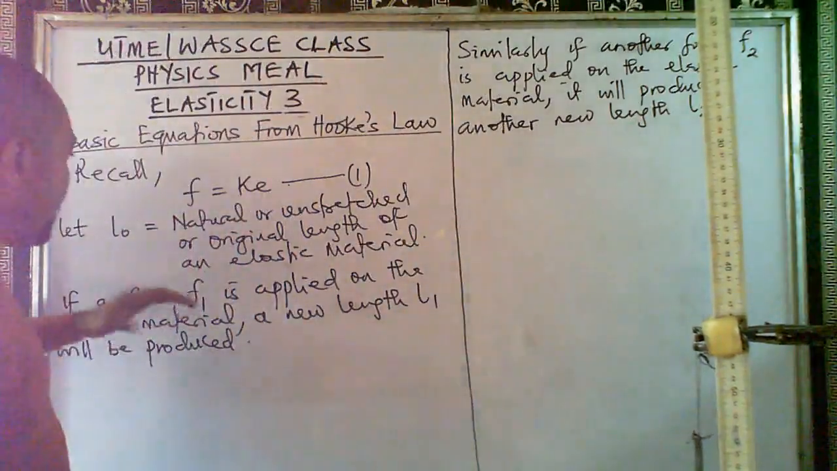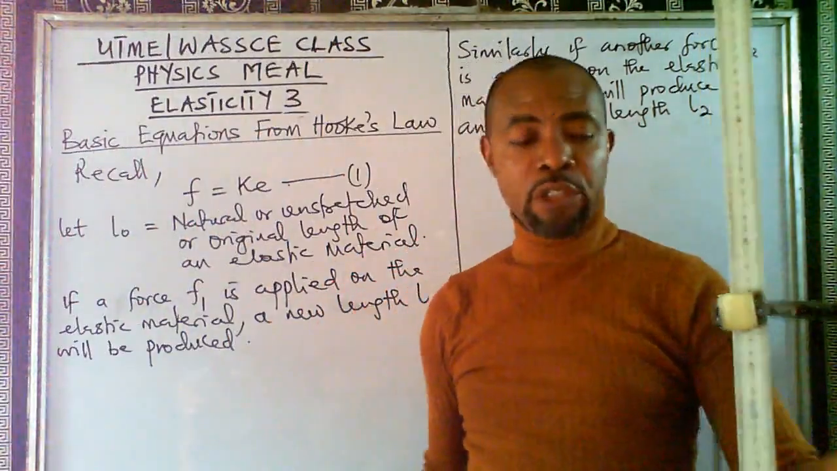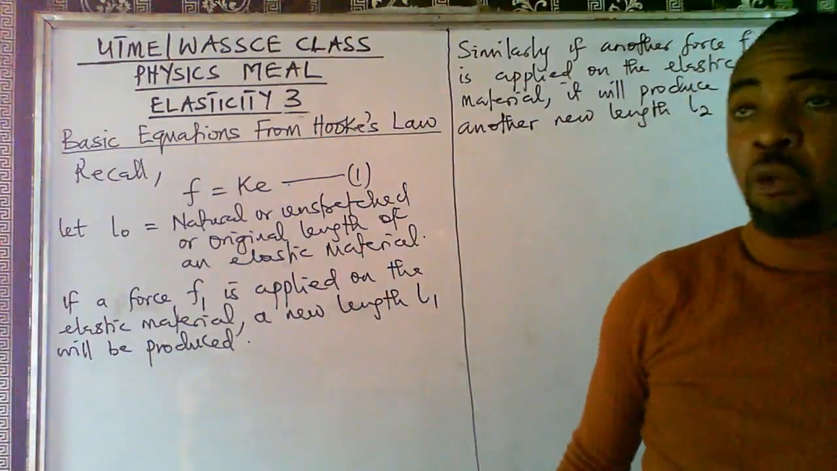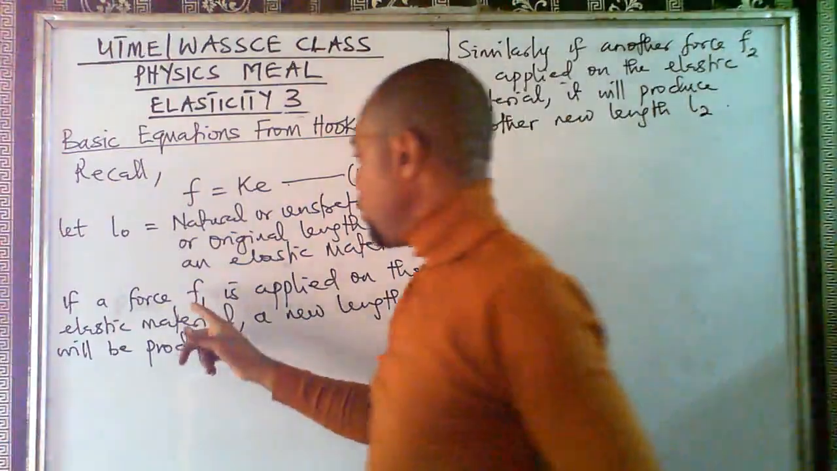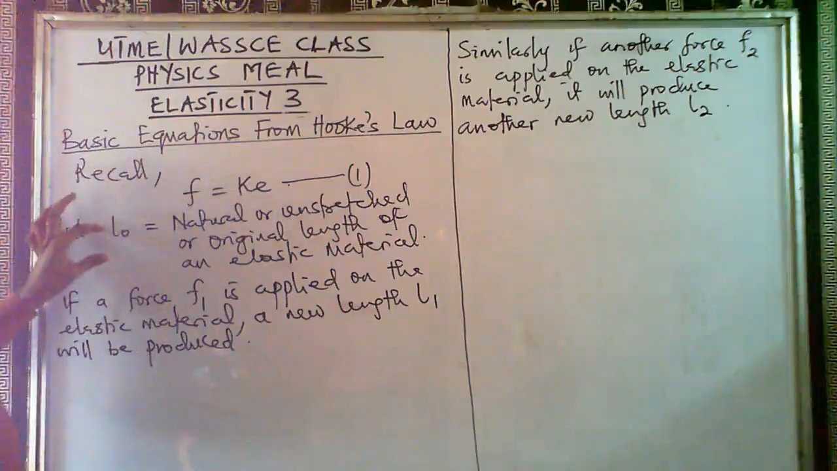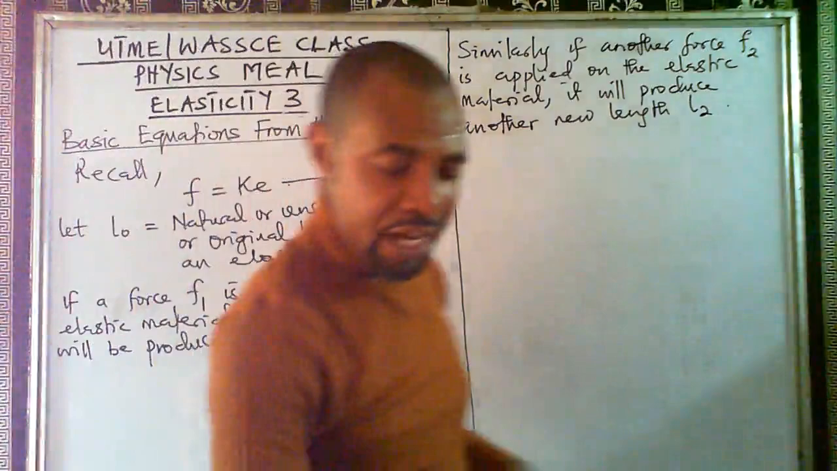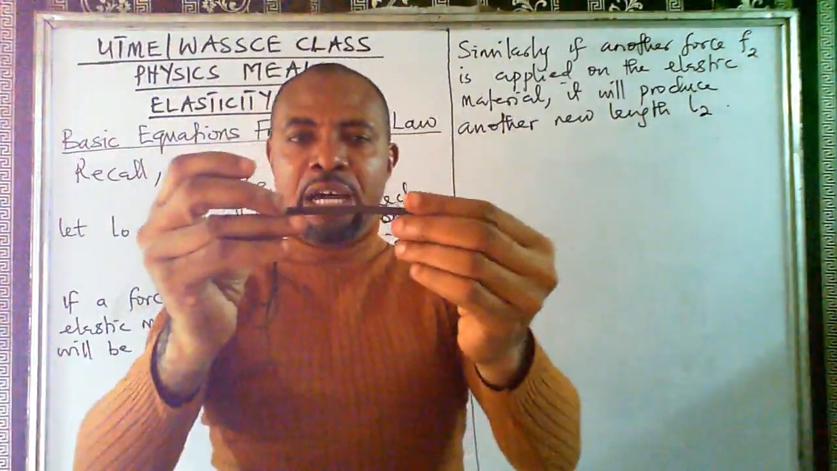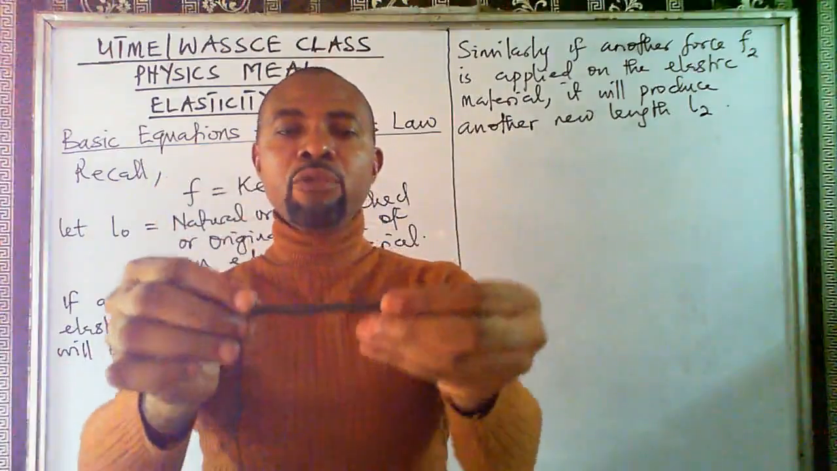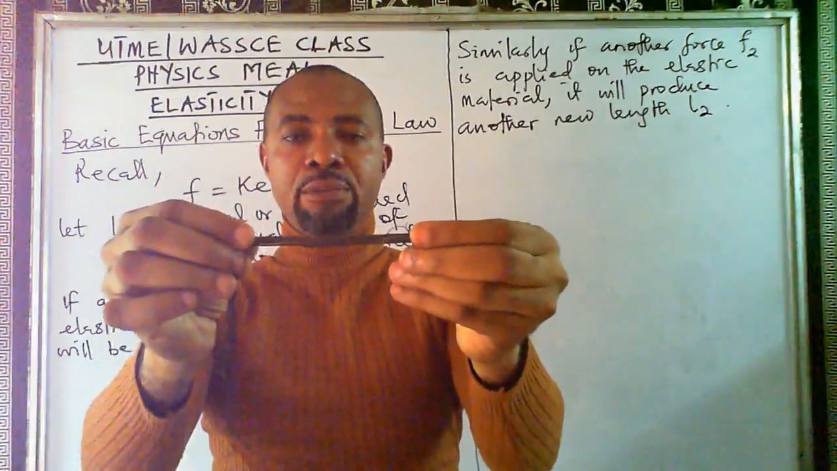So if I apply a force F1, it will produce what? It will produce a length of what? L1. So a force of F1 will move the length of the spring from its natural length to a new length. Just like if I have this, the natural length or unstretched length, no force has been applied on this. But if I do this now, it has increased in size. A new length has been produced now.